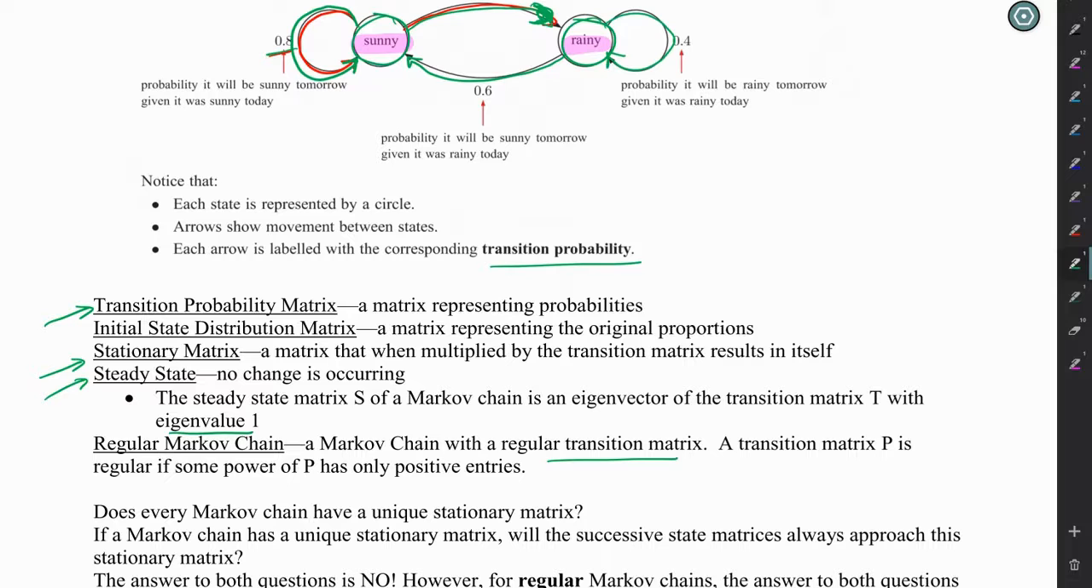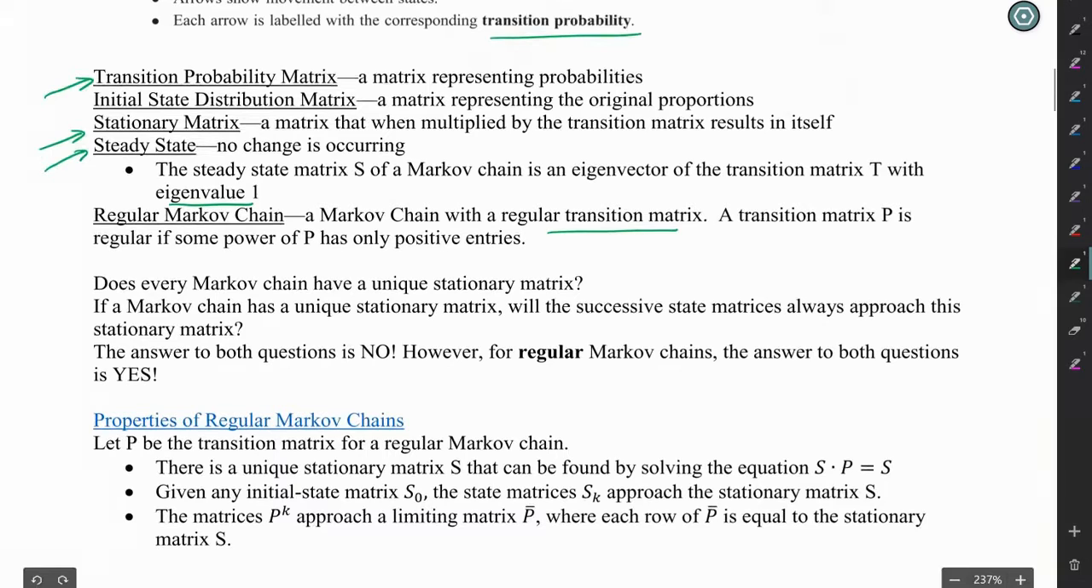A transition matrix P is regular if some power of P has only positive entries. So does every Markov chain have a unique stationary matrix? The answer is no. If a Markov chain has a unique stationary matrix, will the successive state matrices always approach this stationary matrix? Not necessarily, but if it's a regular Markov chain, then the answer to both questions is yes.